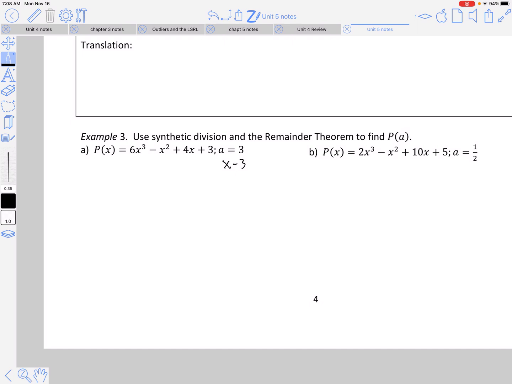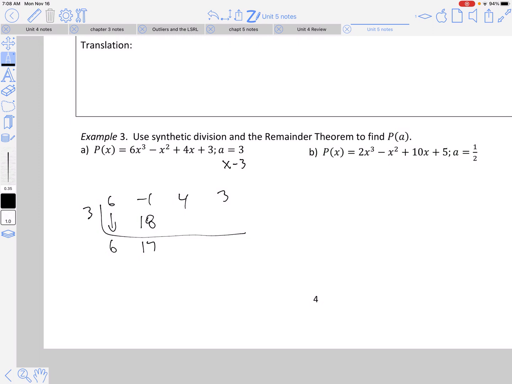I'm going to quickly show you synthetic division. So we flip it, right? And then we pull down 6, negative 1, 4, 3. We pull down the coefficients. Then we bring that down and we multiply. 6 times 3 is 18. That's going to give us 17, right?